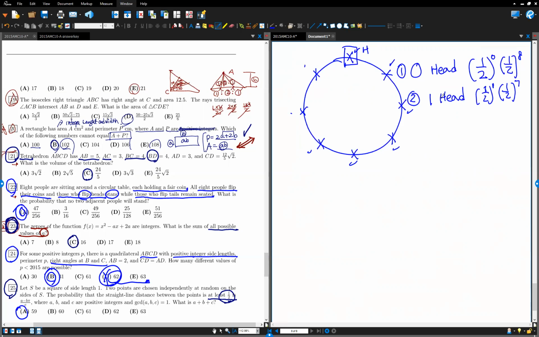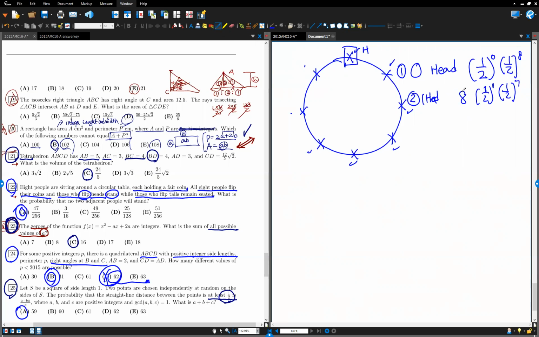So actually, one head, the binomial probability, okay? 8 choose 1. We choose 1 out of 8. Sometimes we use 8 combination 1, right? That's the same symbol. 8 choose 1 is 8, but this is just simply times 8. That's the probability.